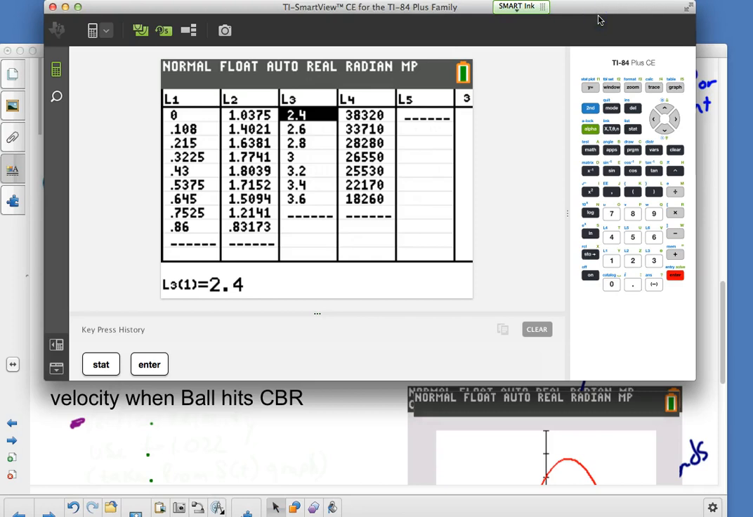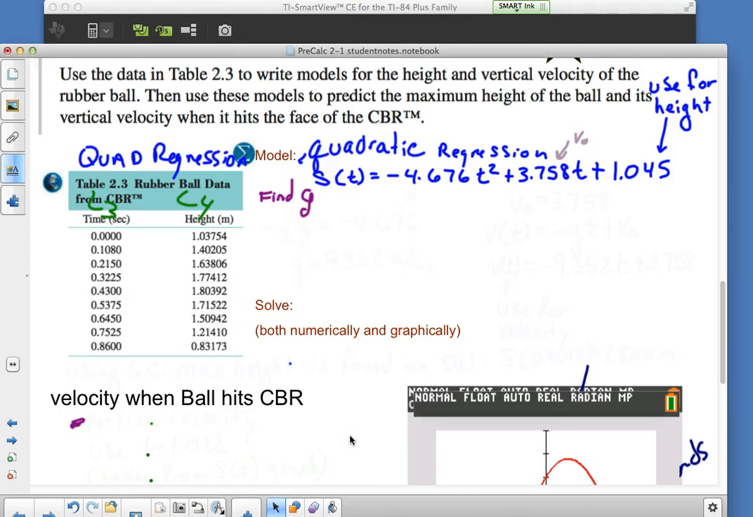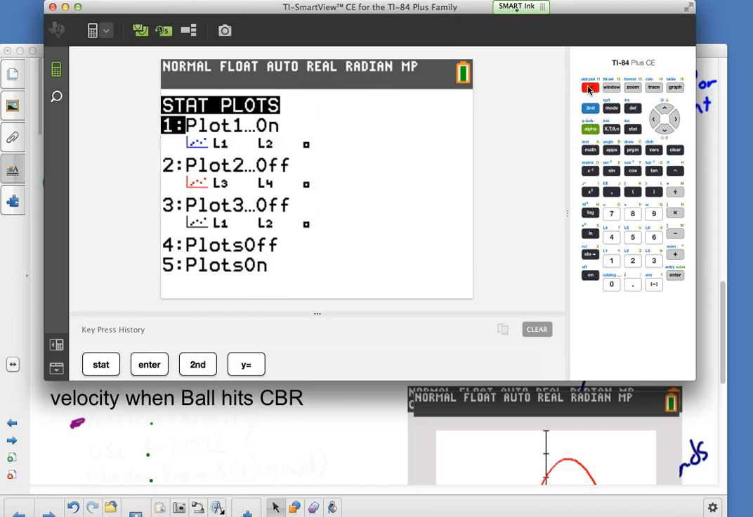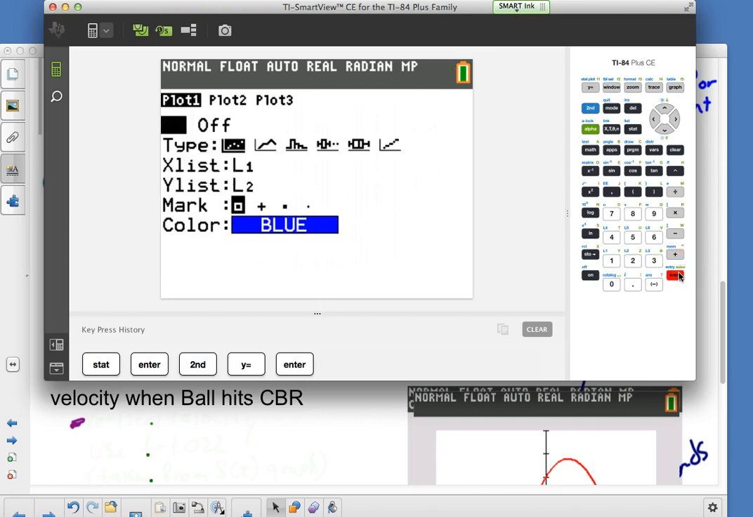Okay, now remember, all this data that I'm using, I just entered, just going to double check. I've got it in L1 and L2. So I'm going to go second, stat plot. I'm going to make sure it's in L1 and L2 because that's where I put it. If you put it in L3, L4, that's where you put it. Okay, so I put in my X list. My time has got to be L1. My height's got to be L2. And I've got it on, and I got my plot on.